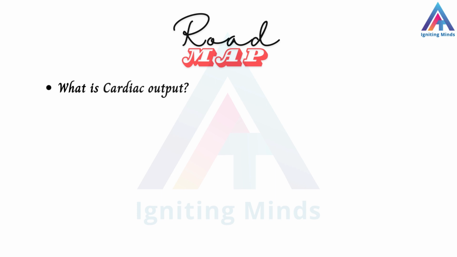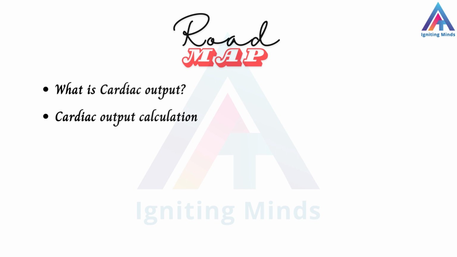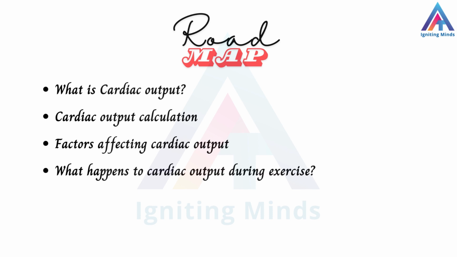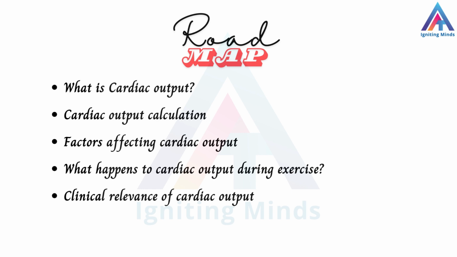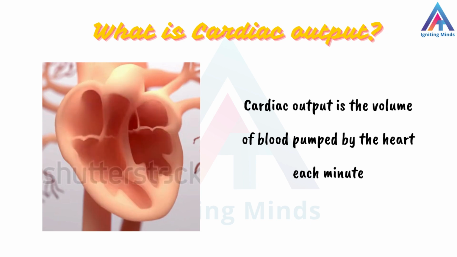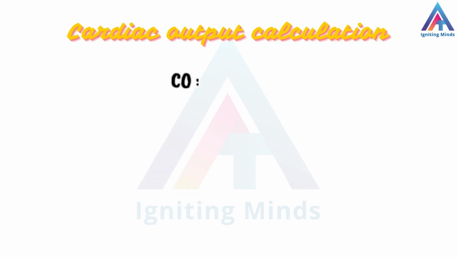Let's take a look at what all we are going to deal with in this lecture. We'll begin with what is cardiac output, how to calculate or measure cardiac output, what are the various factors affecting cardiac output, what happens to cardiac output during exercise, and we'll finish with some clinical conditions having high and low cardiac output states. So, cardiac output essentially is the amount of blood pumped by the heart in a minute.